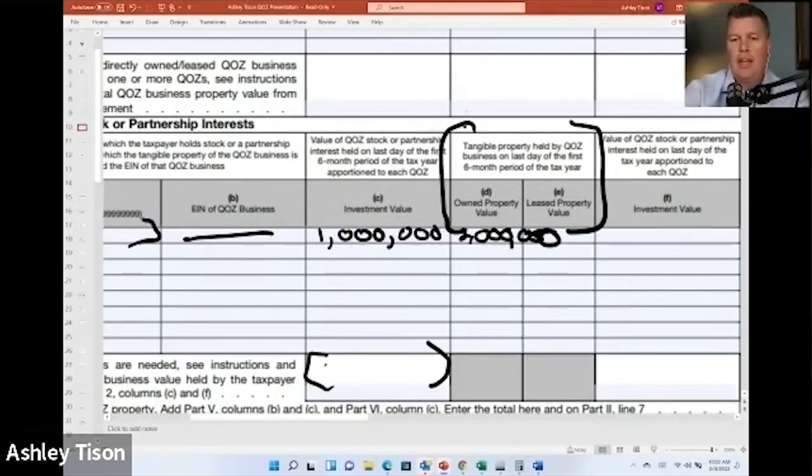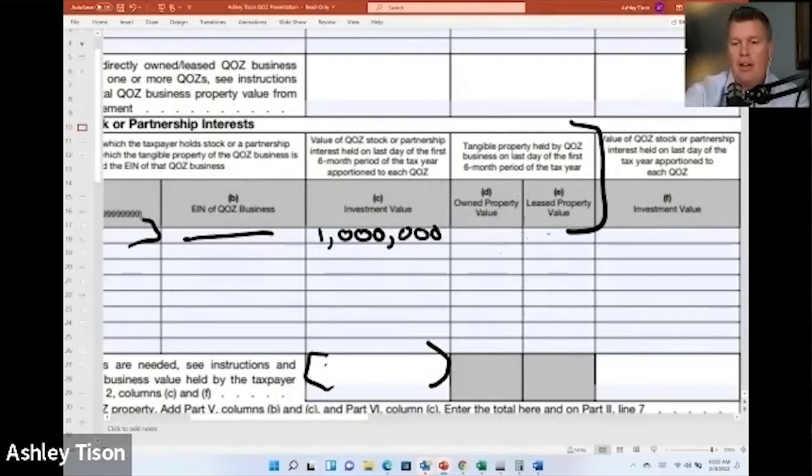Now, if you then went out and got a bank loan on it, right? Because you can do that. You can lever up between yourself and your buddy and then a bank loan, and you bought a $4 million piece of property, you're going to put a $4 million number right here in this 6-month value column.